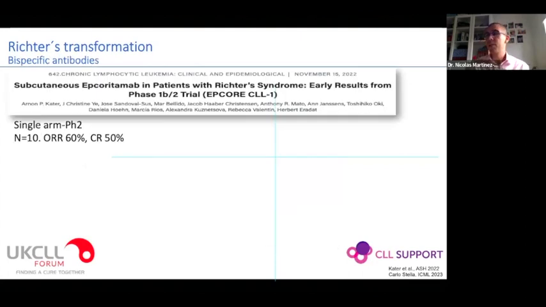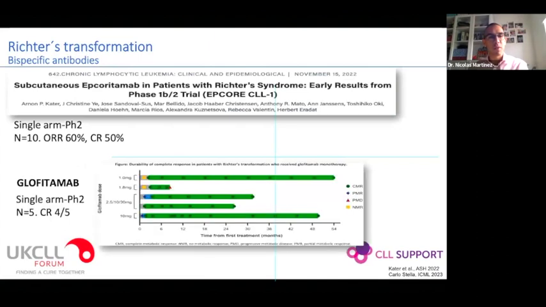So other ways to engage T cells, the bispecific antibodies, and I have hopefully a few minutes to tell you about this. This is a phase 2 study that was presented last year at ASH, showing a response rate of 60% and complete response of 50%. Small cohort, but clearly potentially a very good option.